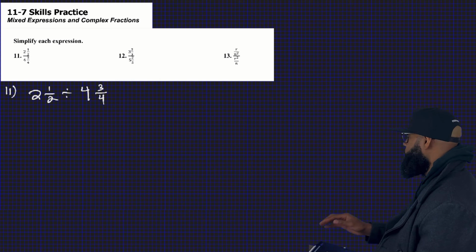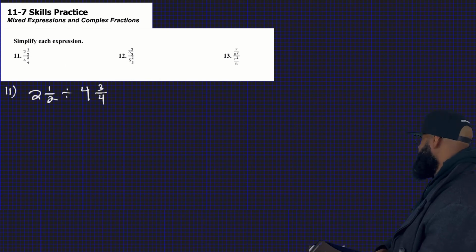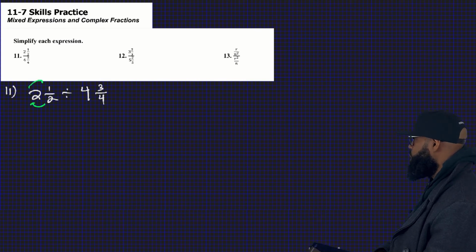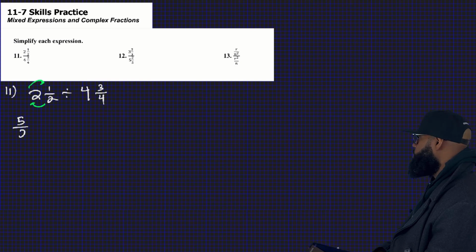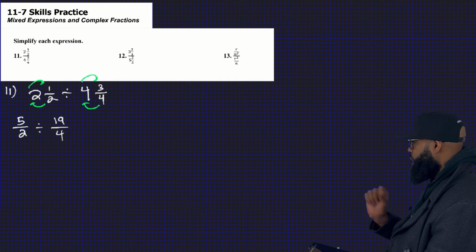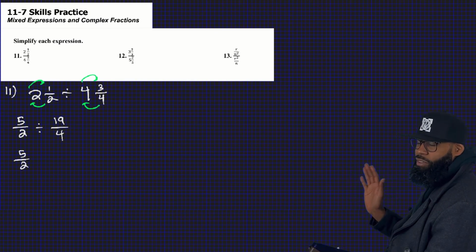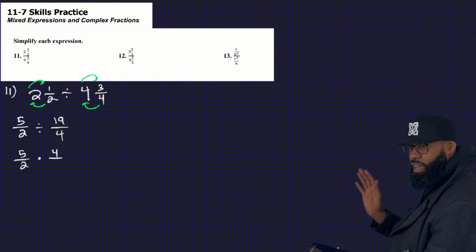So I rewrite it with the understanding of making it look like I need it to look like 2 1/2 divided by 4 3/4. So change the mixed number to an improper fraction. 2 times 2 is 4, plus 1 gives me 5, so I get 5/2 divided by, you're gonna flip it already? 4 times 4 is 16, 16 plus 3 is 19. So careful, 19/4. Now, not yet. It's still division because I have not taken the reciprocal of the second term.